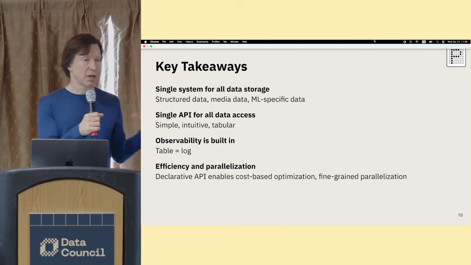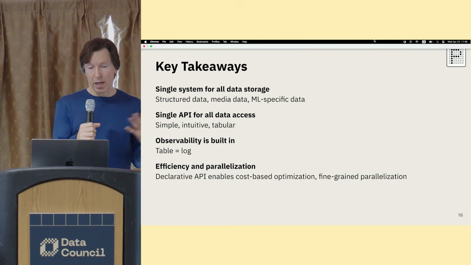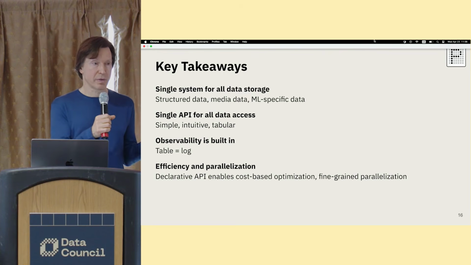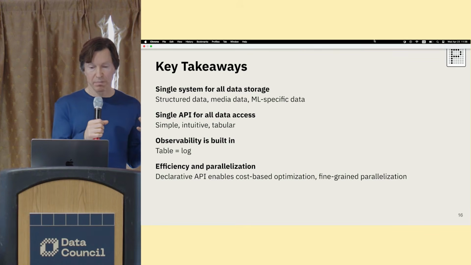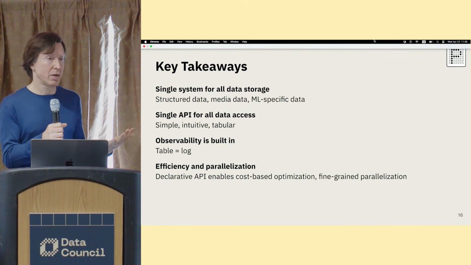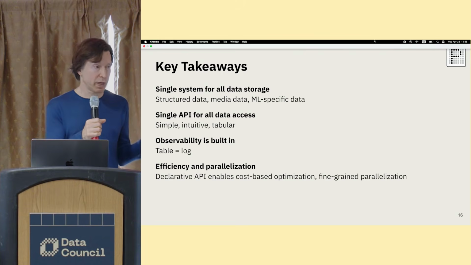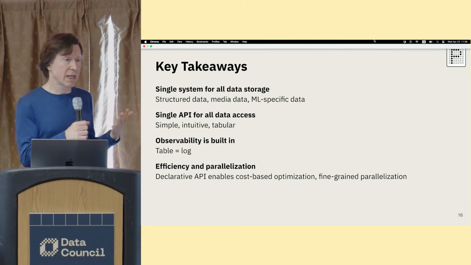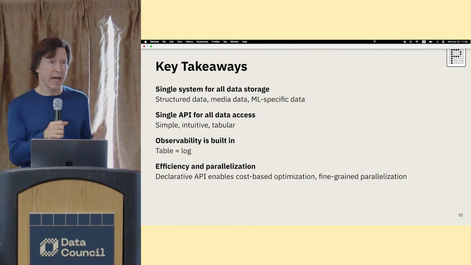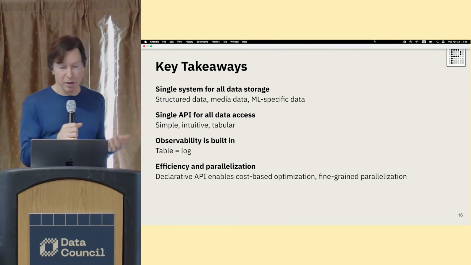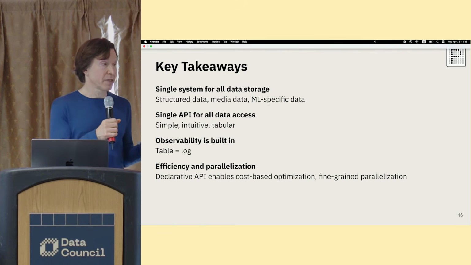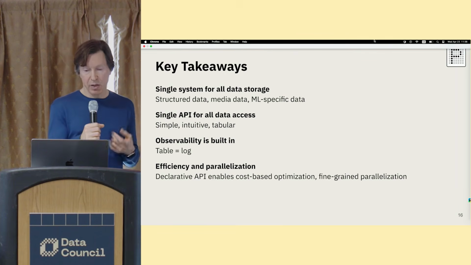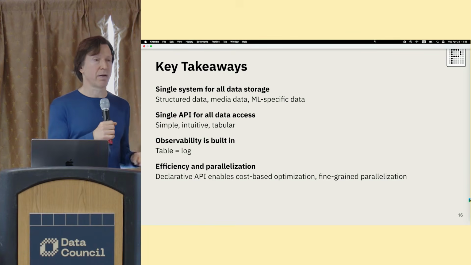So observability here is not a separate feature in a separate API. Tables are logs, and so if you structure your processing pipelines through these tables, all of the individual steps are recorded as column values, and you can see them later and do whatever you want with them. And because the system is based on a declarative API, right? You tell it at each step what needs to be computed, and at a very fine-grained level, what these computations look like. You now have a system that has the opportunity to do cost-based optimization and very fine-grained parallelization, right?